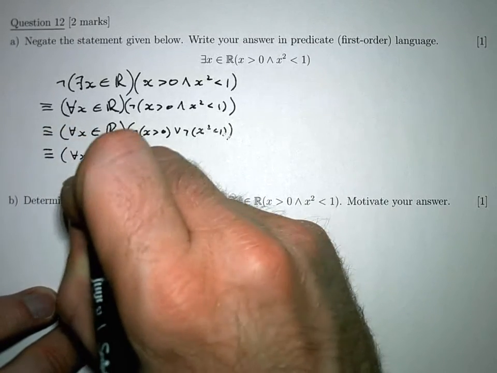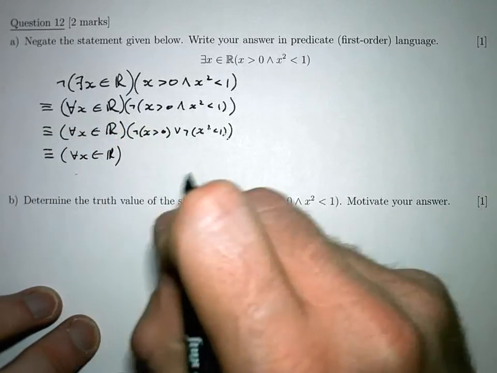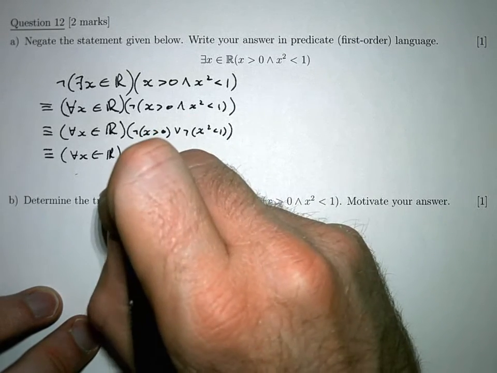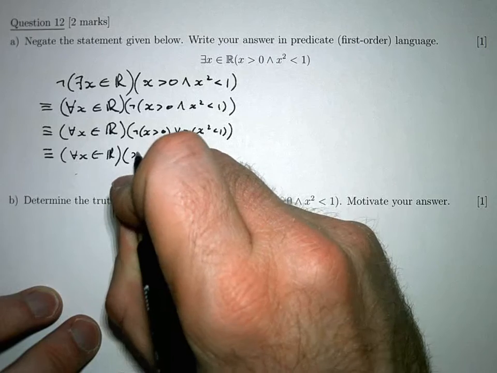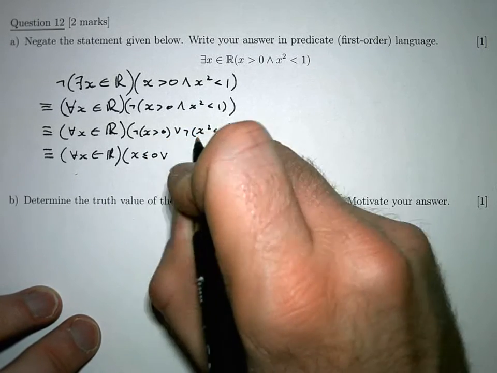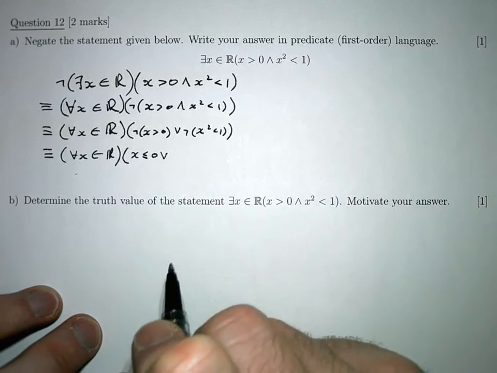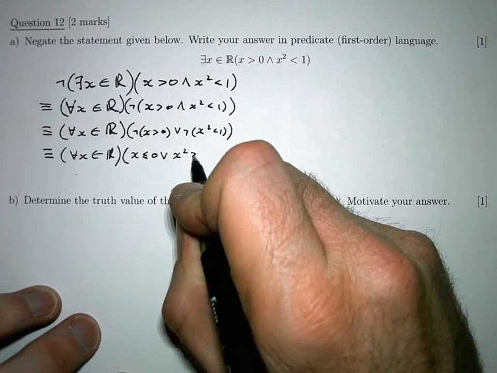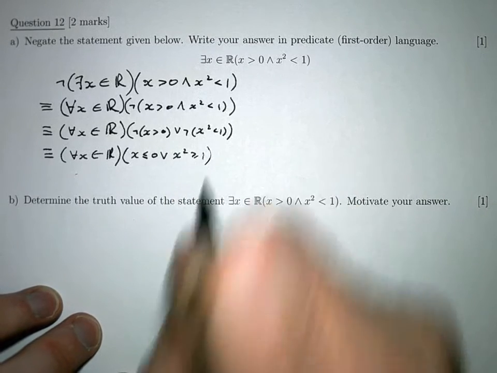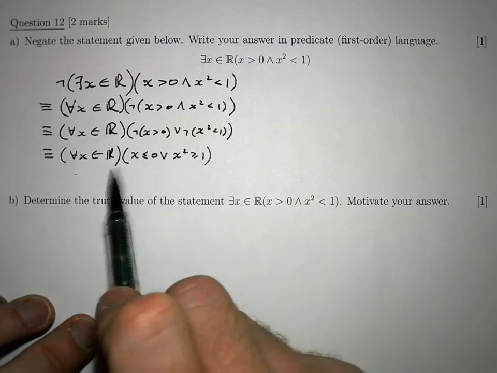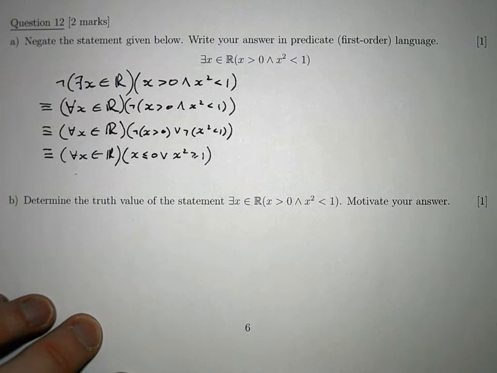Okay, so we've got for all x is a real number, not x is greater than 0. Well, that's the same as x is less than or equal to 0, or not x squared is less than 1. Well, that's the same as x squared is greater than or equal to 1. And that is the negation of this sentence over here.